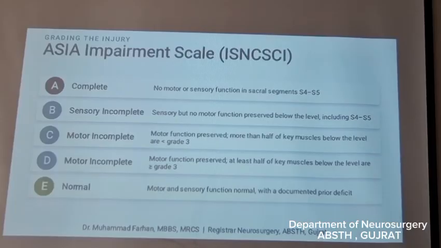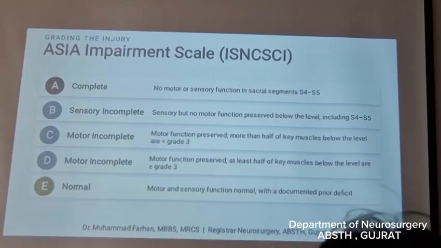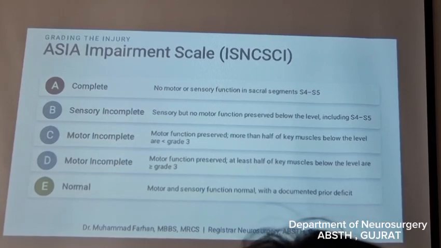Then we can divide the spinal cord injury further on the basis of the severity scale. So the ASIA score or the ASIA impairment scale can usually be used for the assessment of the spinal cord injury. We can divide it into five categories such as A, B, C, D and E. In A, there is complete loss of motor and sensory function below the level of the lesion, and also in the sacral segments. B is sensory incomplete, in which the sensory is usually preserved, but there is no motor function preserved below the level. Then there are motor incomplete.